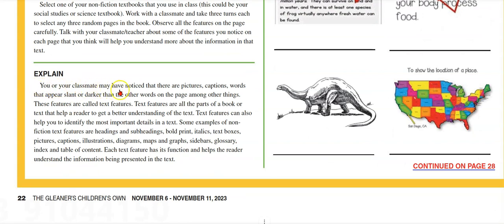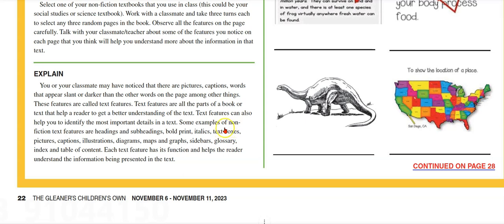You or your classmates may have noticed that there are pictures, captions, words that appear slant or darker than the other words on the page, among other things. These features are called text features. Text features are all the parts of a book or text that help a reader to get a better understanding of the text. These can also help you to identify the most important details in a text.